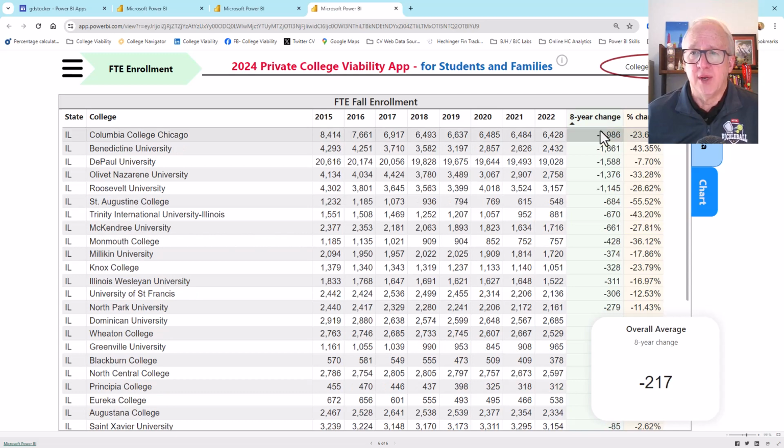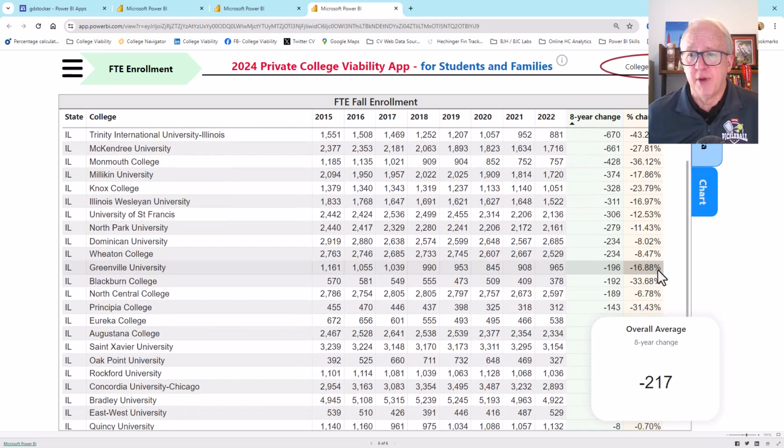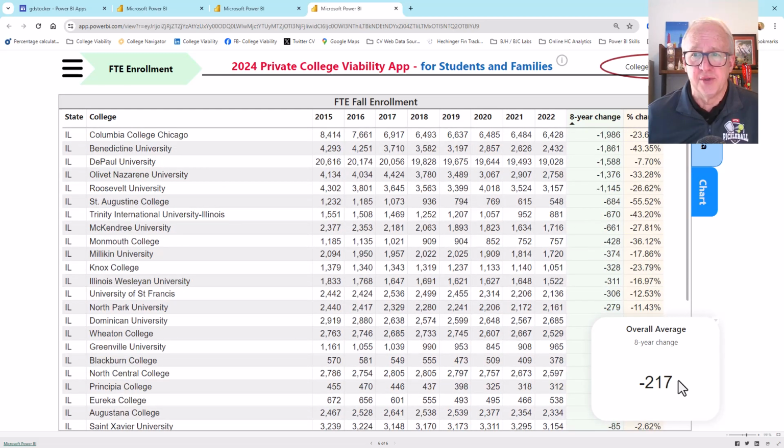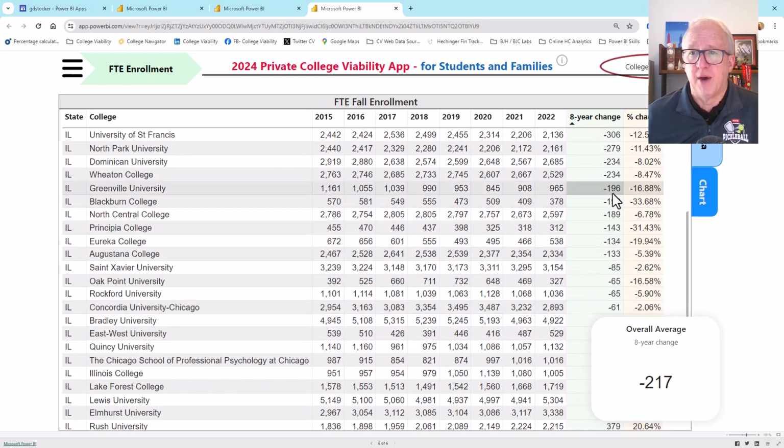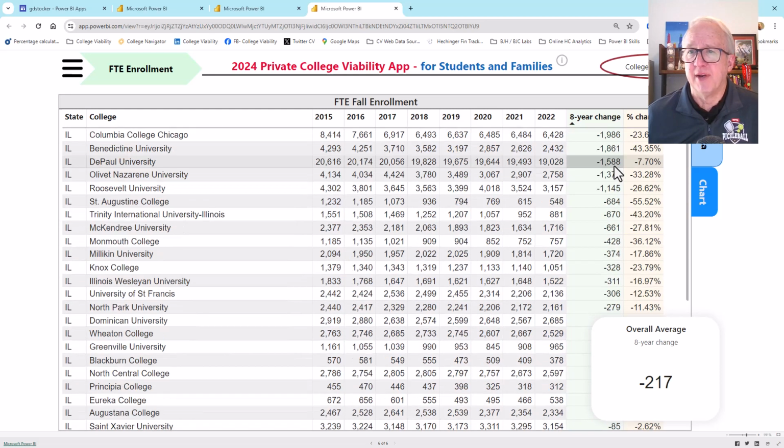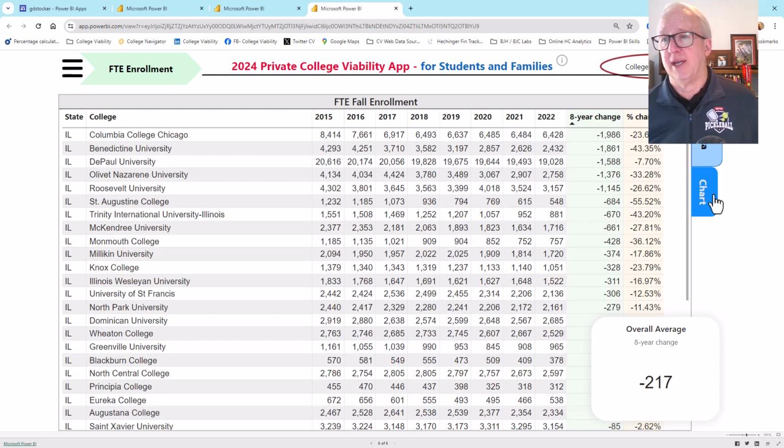And you can see not only the decrease in FTE enrollment, but the actual percentage change in the app. The overall change was down 200 students. You have to go down here to about somewhere between Greenville and Wheaton to get to that average. These colleges above it have had worse than average enrollment trends. Again, you can see it reflected in the chart.